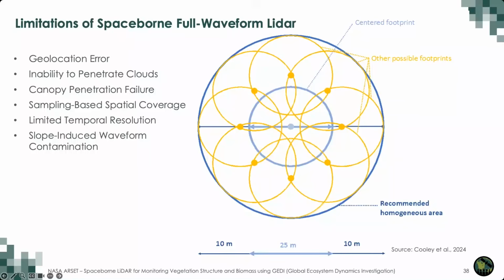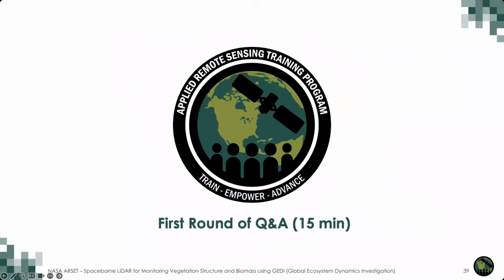Finally, another limitation is slope-induced waveform contamination. In areas with steep topography, the large laser footprint can hit the ground at different elevations simultaneously, distorting the shape of the return waveform and complicating the identification of the true ground surface.